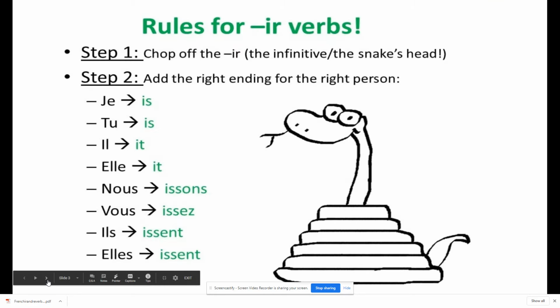Next, how do we conjugate an IR verb? Well, it's the same rules that we had when we conjugated an ER verb. We're going to drop our ending. So in this one, we say chop off the IR, chop off the snake's head. Oh la la, kind of morbid. And then we're going to add the right ending to match the person. So take a moment and familiarize yourself with those different endings and matching them to the subject. We're going to write them down in our notes in just a moment on the next slide.